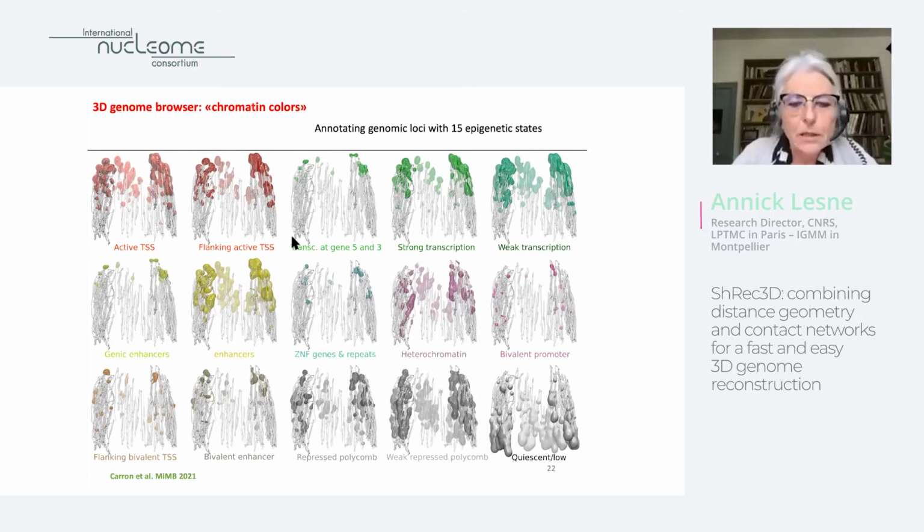For instance, here's the annotation in 3D of the chromatin colors, where the genomic loci are annotated with 15 epigenetic states known as chromatin colors, from the active promoters to the quiescent regions. And you see that again at the scale of the whole chromosome.